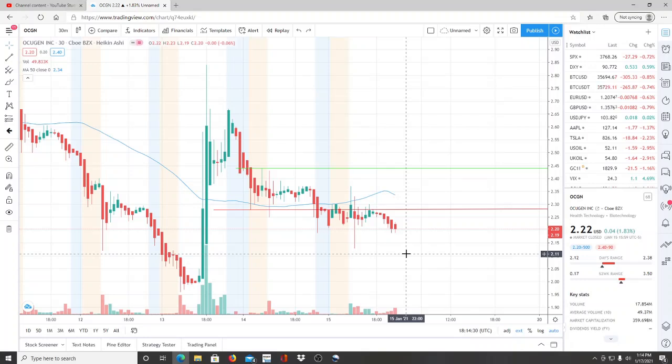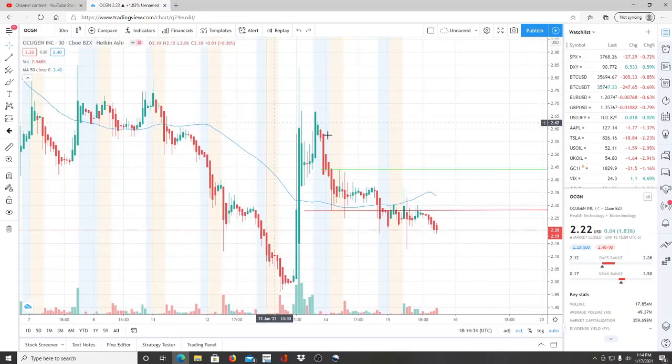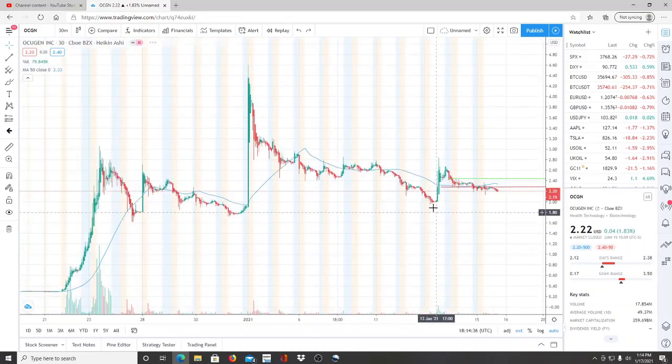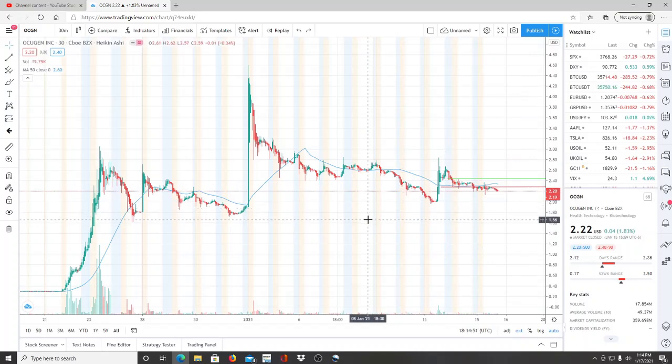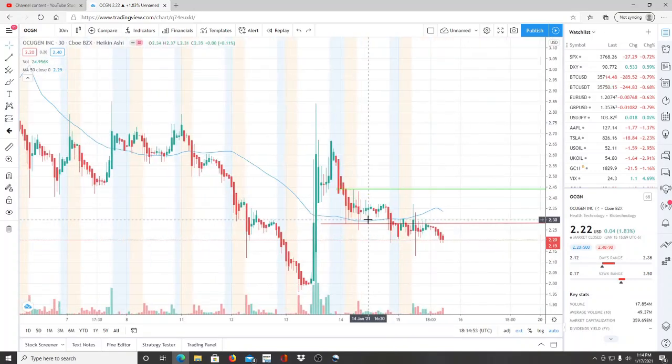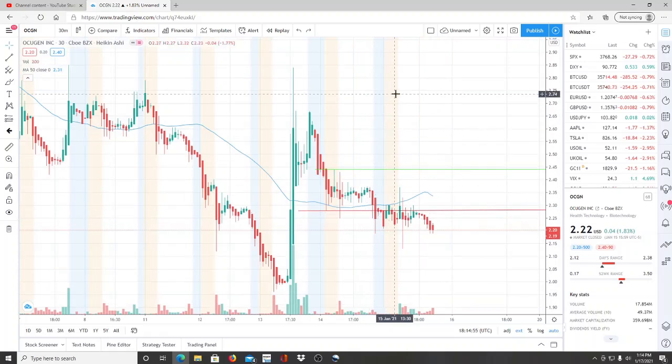So OCGN, Ocugen Inc. continues to pull down. Now, we don't want to see this break through this low here because that means we will start to see newer lows, and that's 197. So it's kind of holding itself up from these gains, but just slowly going in the downward direction. We need to keep in mind these new support levels. We want to watch them closely, and pay close attention to how the stock is moving.